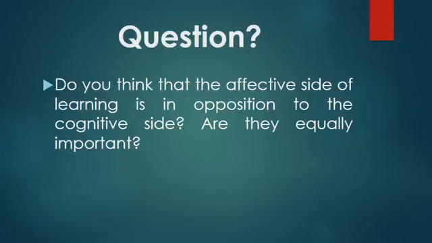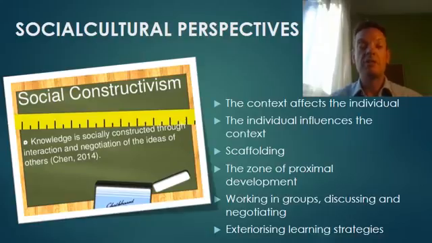Are they mutually complementary? Is one more important than the other? What do you think? It's easy to see how this is an extension of earlier theories of language acquisition. The thing is here that socio-cultural perspectives do not separate the individual from the context in which they're learning. It sees learning as essentially a social process in which there is a double direction, really. The social context has an impact on the individual, but the individual, by participating, also influences the social context.